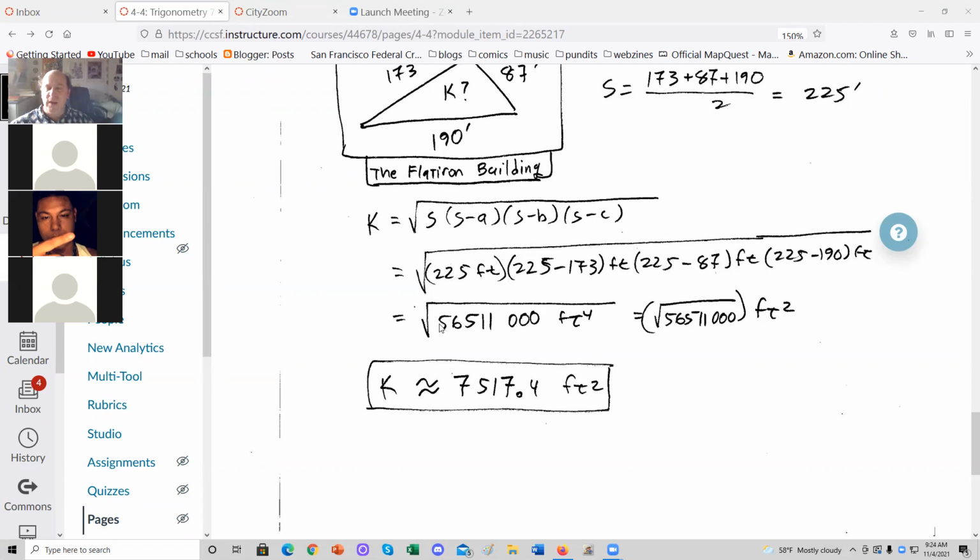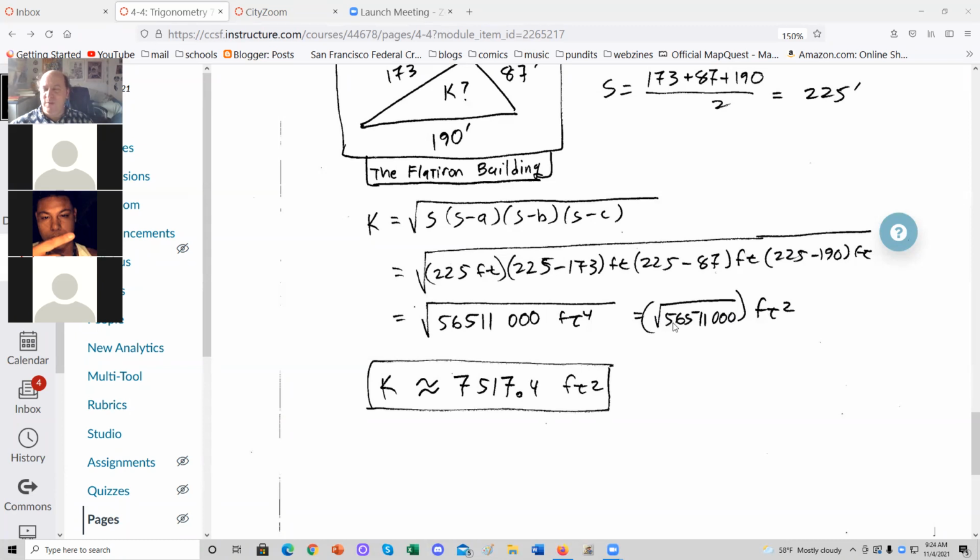If you do all the arithmetic, let's see, what is that? 56,511,000 feet to the fourth power. Feet times feet times feet times feet. Well, okay, take a square root. Root 56,511,000. A square root of a fourth power is a second power.